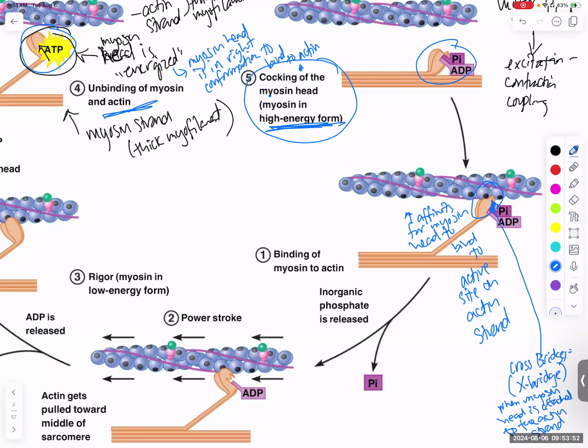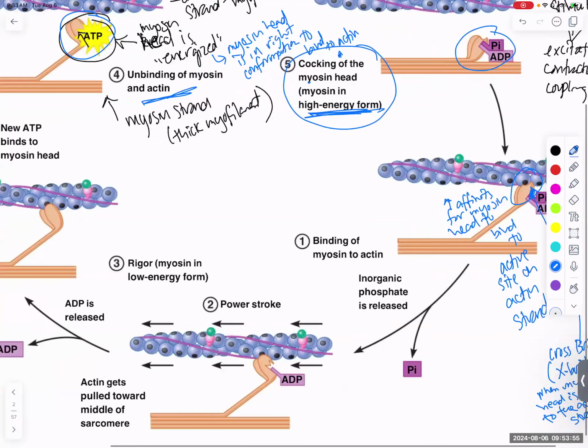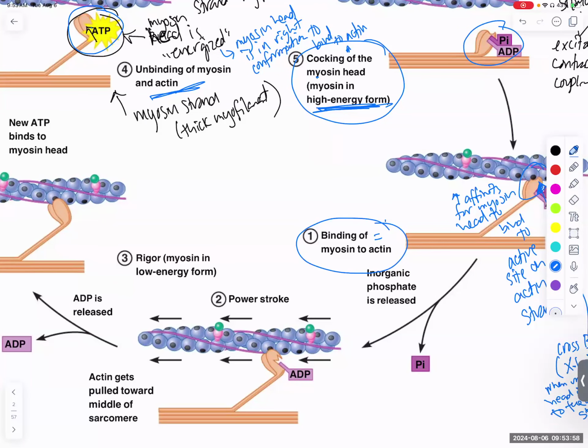The minute a cross bridge occurs, the binding of the myosin to the actin strand, the inorganic phosphate is released off the myosin head. This is going to activate a power stroke. So inorganic phosphate falls off, activates the power stroke. What is a power stroke? A power stroke is taking the potential energy that was in this myosin head and turning it into kinetic energy. That means it's actually moving the actin strand.